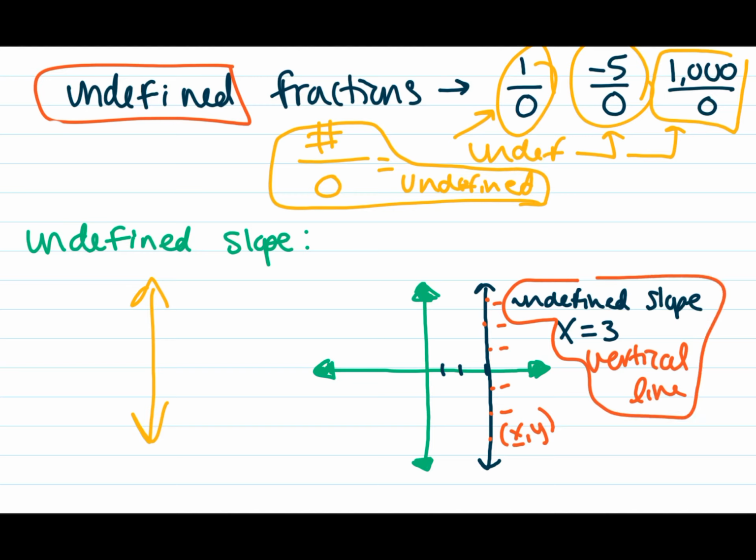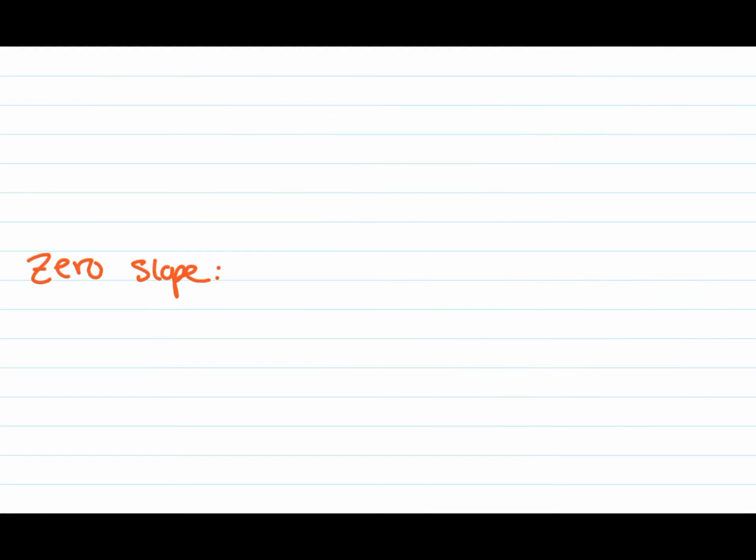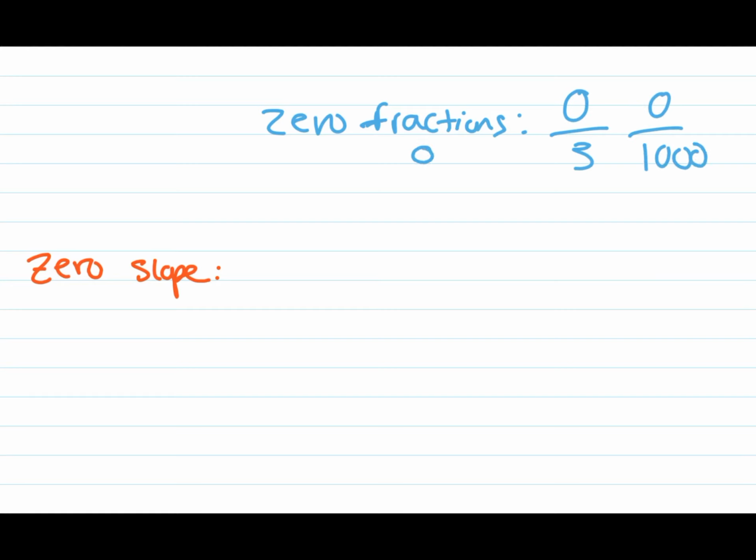So all of this undefined notation you want to make some notes of in your notes because I don't want it to be confusing with what we do later. Another quick note is zero slope. Well, like we wrote undefined fractions on the last one, what about zero fractions? Let's see the difference there. If we have 0 over 3, 0 over 1,000, 0 over negative 5. Guess what all of these values simplify to?